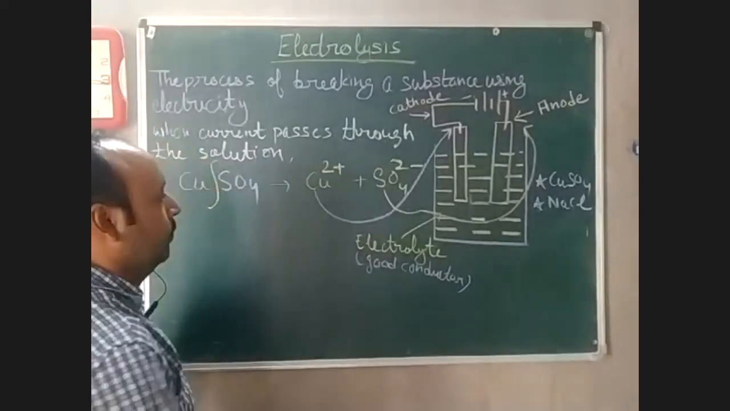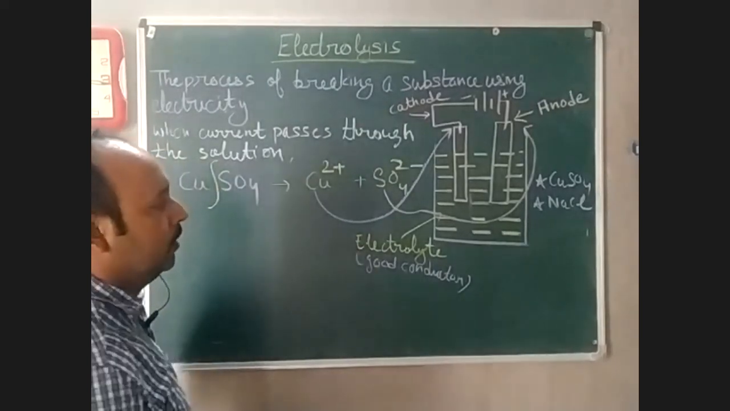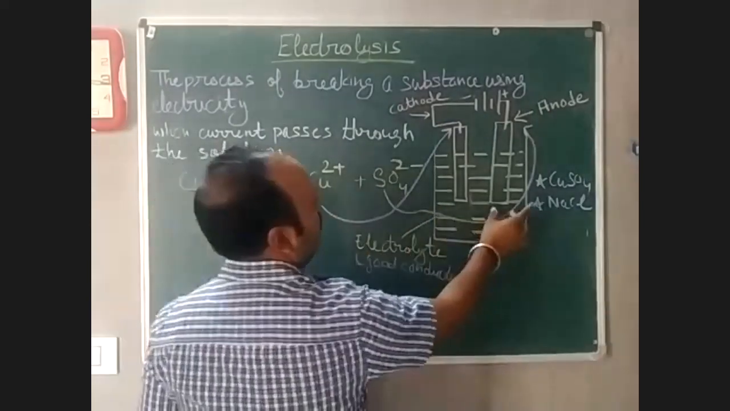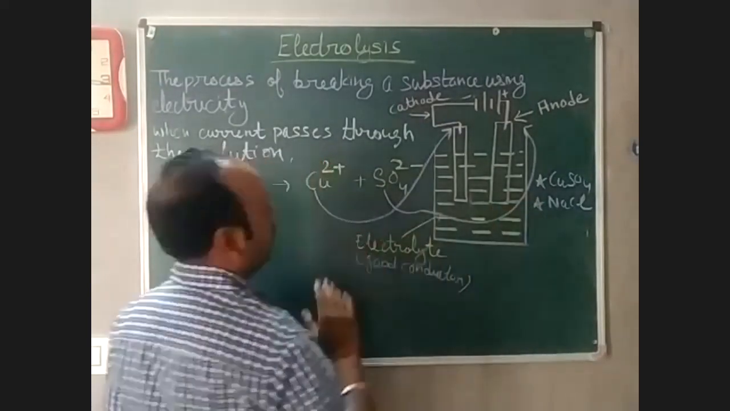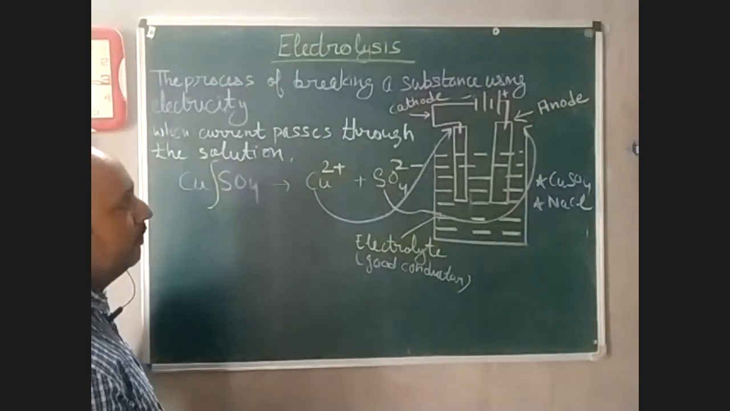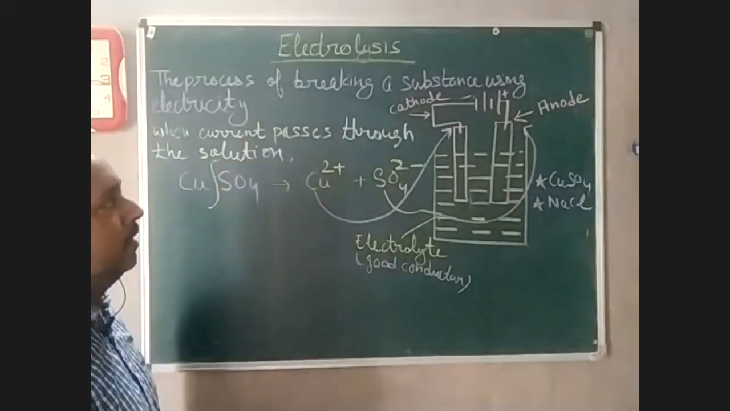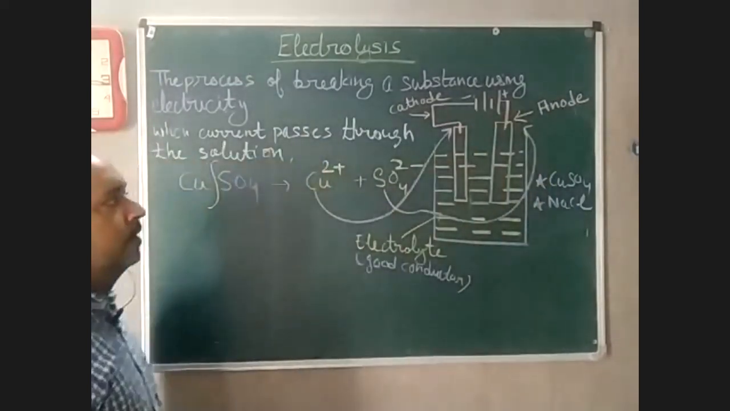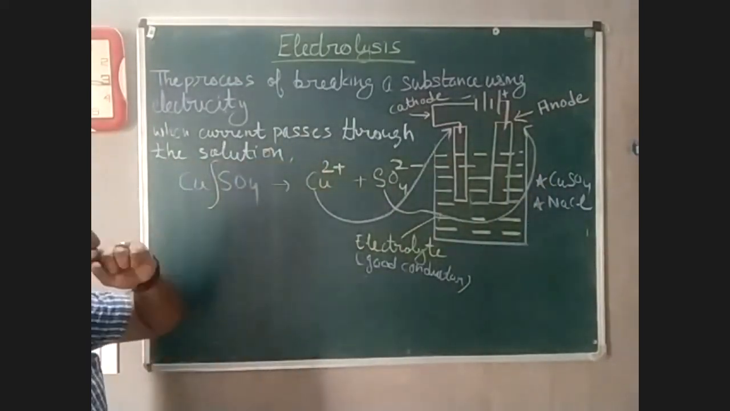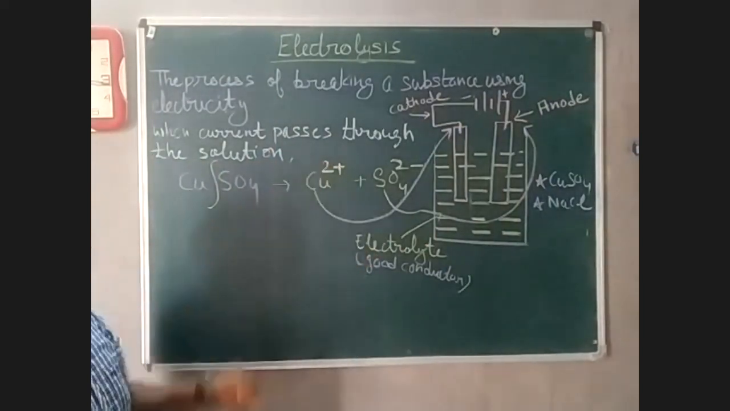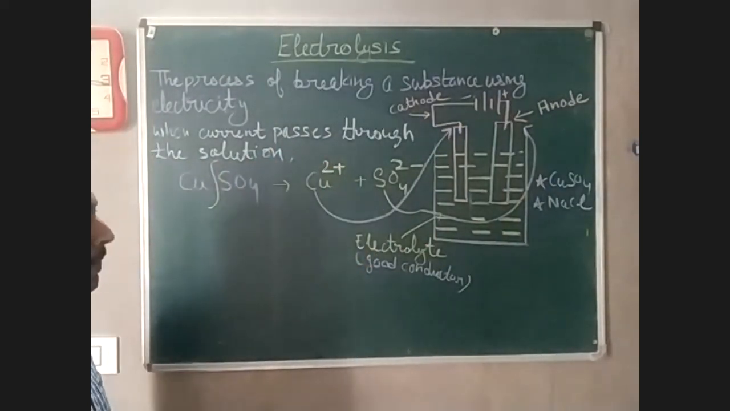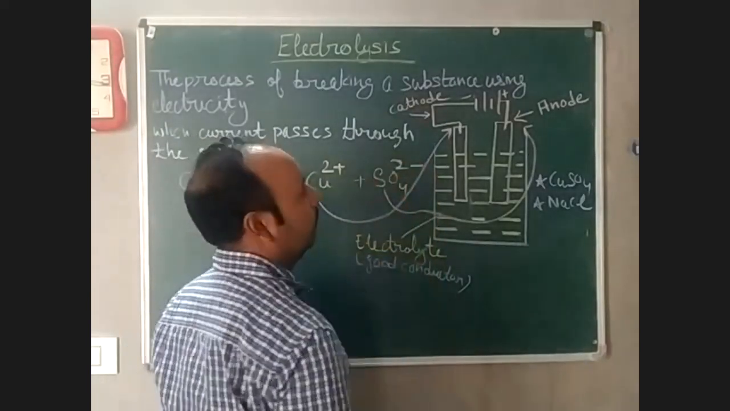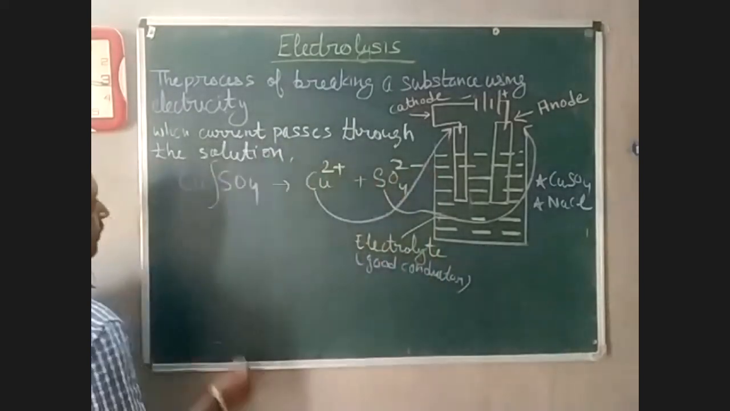Sorry, the video was paused. So electrolyte, good conductor. Now, the positively charged copper 2 positive and sulfate 2 negative. Positively charged ions will be attracted towards the cathode. Negatively charged ions will be attracted towards the anode. The charges which are attracted towards the cathode are known as cations, and the charges which are attracted towards the positive terminal are known as anions.